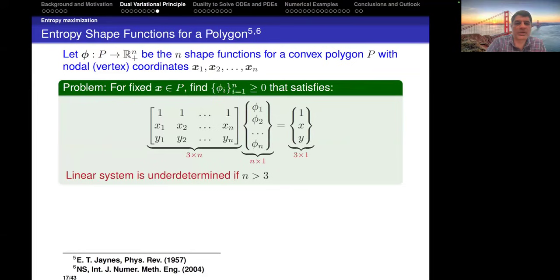So that's basically the problem, and the problem is the linear system is underdetermined because you have only 3 equations but more unknowns, and therefore in general there will be an infinite number of solutions. Once you find 2 solutions, any convex combination is also going to be a solution. So there are infinite solutions for this problem.